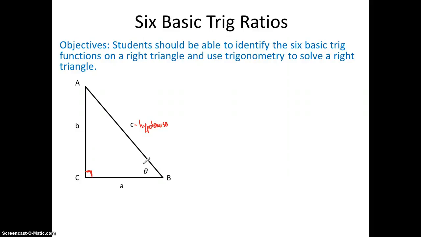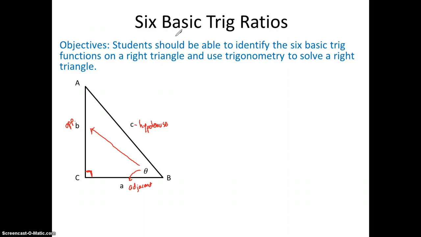All right, we're using theta as our reference angle. So if theta is our reference angle, then the side right next to the reference angle is adjacent, and all the way across is the opposite. Whichever angle you're using, that's what you're looking for: adjacent, opposite, and hypotenuse.